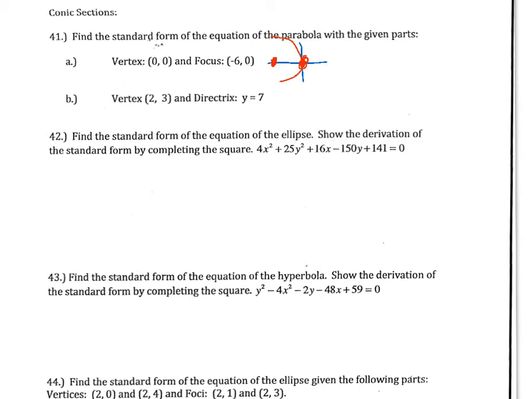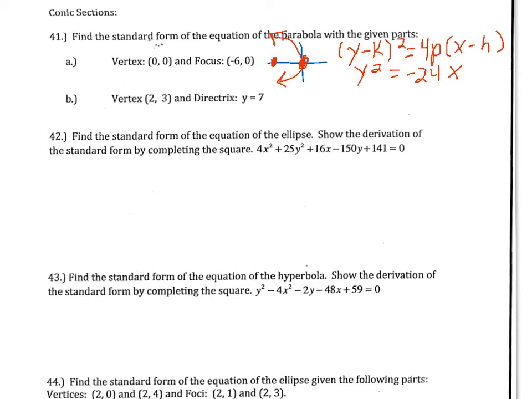Since our parabola always eats our focus, we have a sideways parabola facing negative 6. Therefore, we want to make sure that we write our equation in the form of y minus k squared equals 4p x minus h. So since our h and our k are 0, 0 because of our vertex, we have y squared. And p is the distance between the vertex and the focus, so the distance is negative 6. So we'll have a value of negative 24 and then just x.